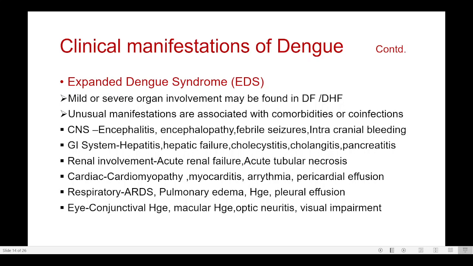Cardiac: cardiomyopathy, myocarditis, arrhythmia, pericardial effusion. In the respiratory system: acute respiratory distress syndrome, pulmonary edema, hemorrhage or pleural effusion. If it involves the eye, conjunctival hemorrhage or macular hemorrhage may occur and may be associated with optic neuritis or visual impairment. In case of dengue hemorrhagic fever and dengue shock syndrome, the case fatality rate is 40 to 50%.